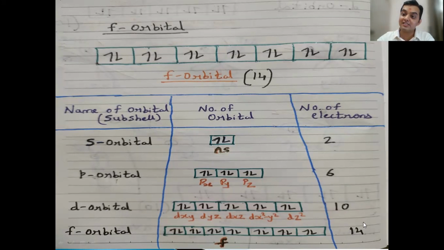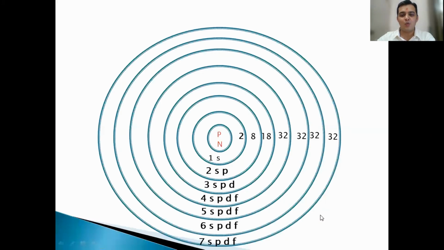So what is the difference in electrons? 4, 4. But what is the difference in boxes? 2, 2. 1, 3, 5, 7. S is 1 box, P is 3, D is 5, and F is 7 boxes. And lastly, why did I show you this? Just to tell you one important part of 10th standard.